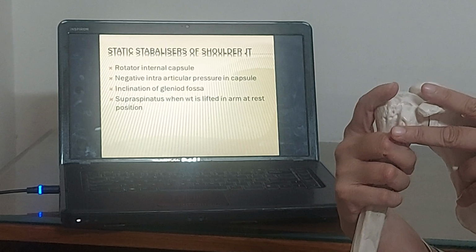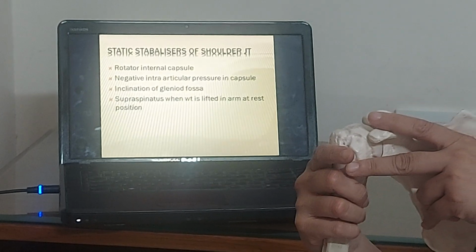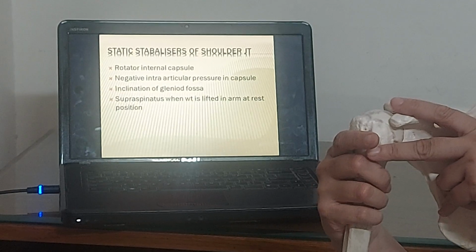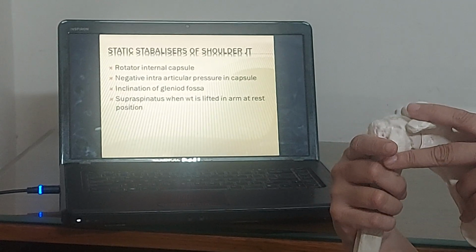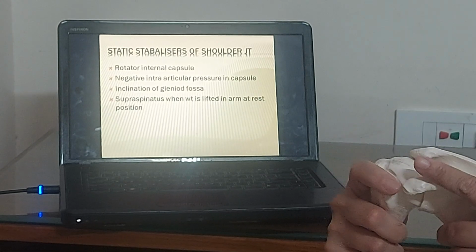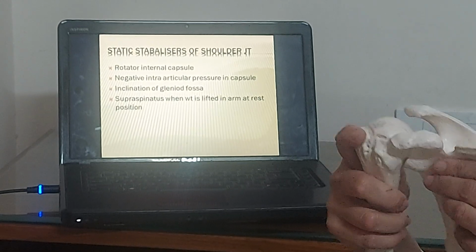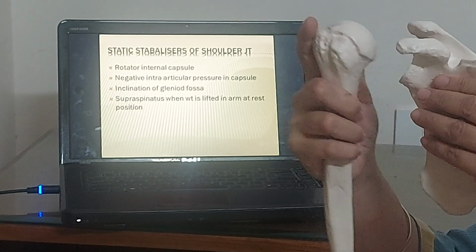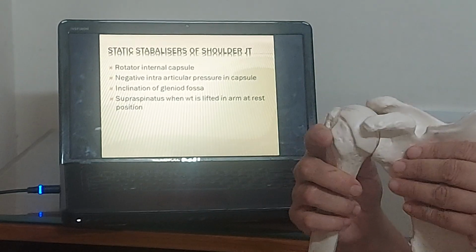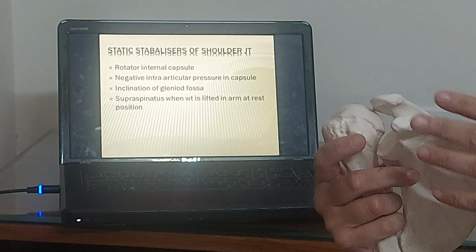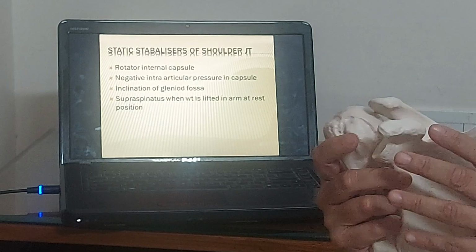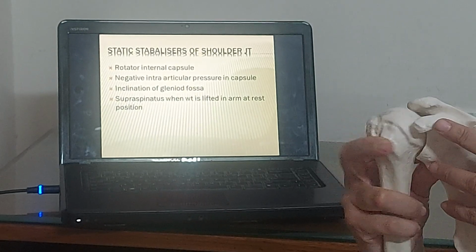What were the structures? The superior capsule, the coracohumeral ligament, and the superior glenohumeral ligament. These were three ligaments passing through it. Now what is the role of the rotator interval capsule? When the arm is at rest and the muscles are not contracting, it becomes taut. The structures passing through the rotator interval capsule become taut, and they hold, since they are crossing.